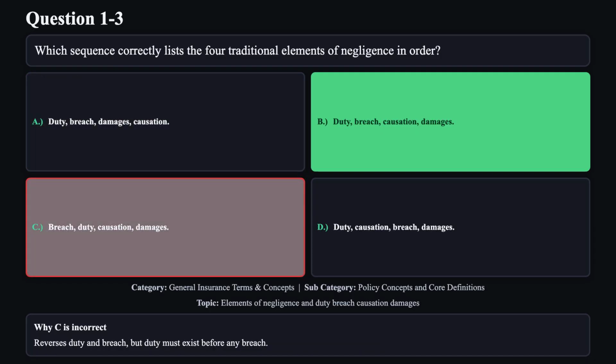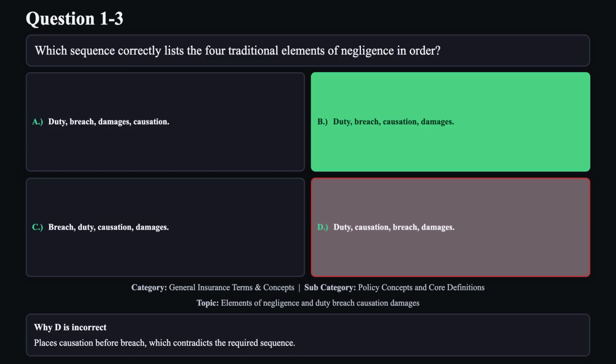Reason C is not correct. Reverses duty and breach, but duty must exist before any breach. Reason D is not correct. Places causation before breach, which contradicts the required sequence.